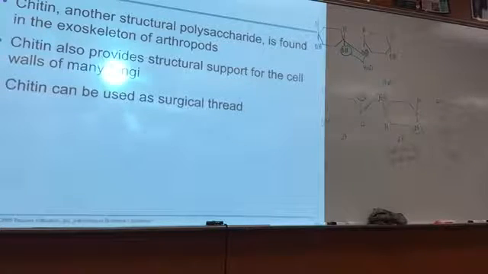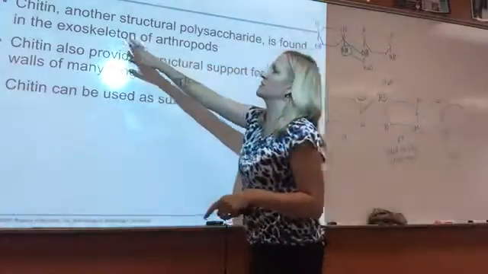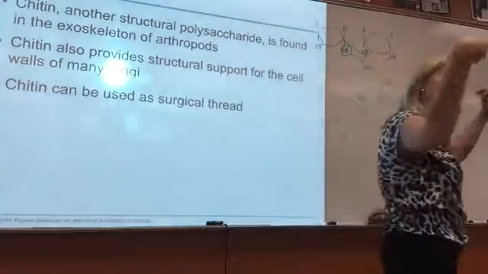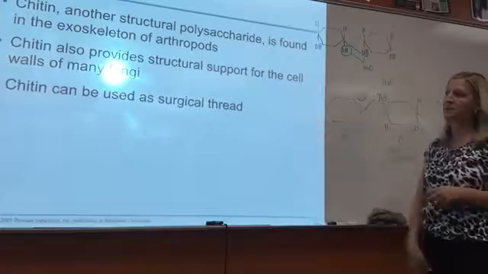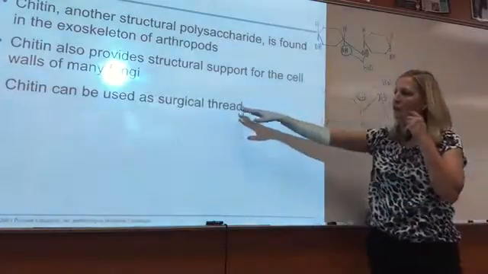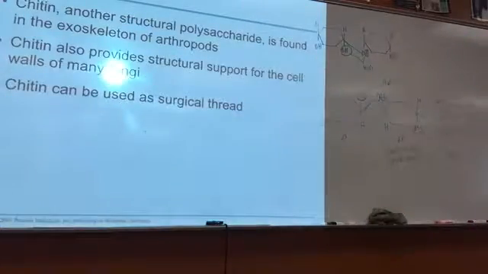And this is found in the exoskeleton of arthropods. We're going to see some insects and things like that have an exoskeleton. Exo means on the outside, so an exoskeleton is on the outside of the body. We have endoskeletons, that's on the inside of our body. Exo is outside. Chitin is also found in the cell walls of fungi. And it's very strong, in fact strong enough that we have used it for surgical thread and surgeries.